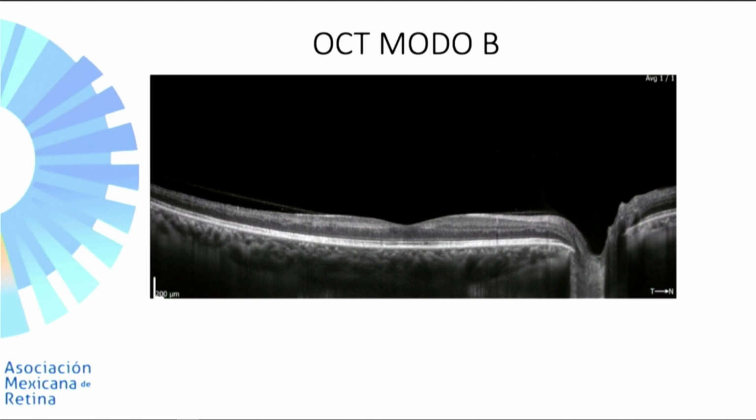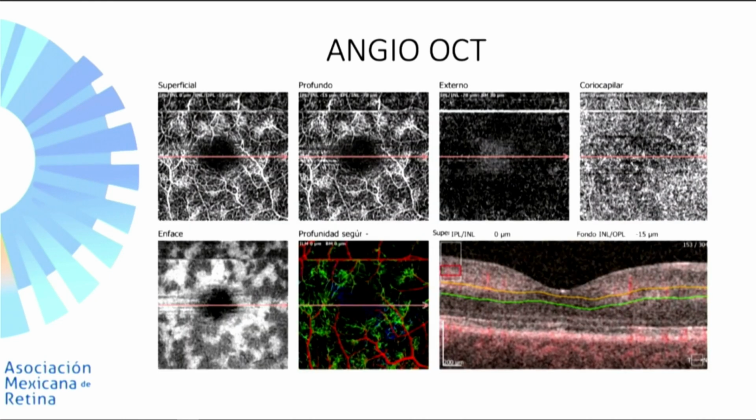So I do this mode B OCT, and we find this hyperreflective layer on the internal nuclear layer that is known as paracentral acute maculopathy. It is ischemia on the nuclear interlayer, on the deep vascular plexus. And if we order an angio-OCT, it looks strange.